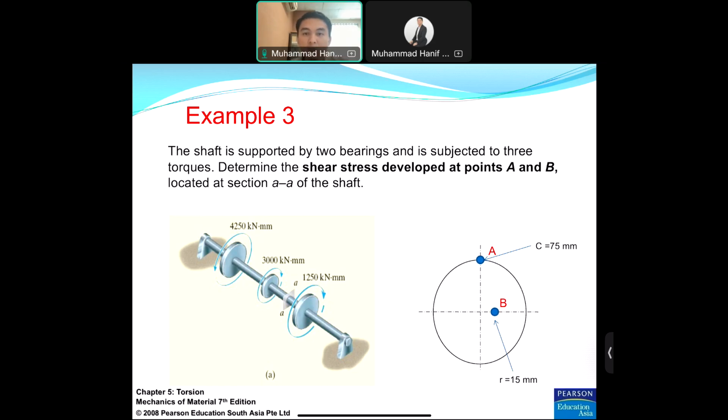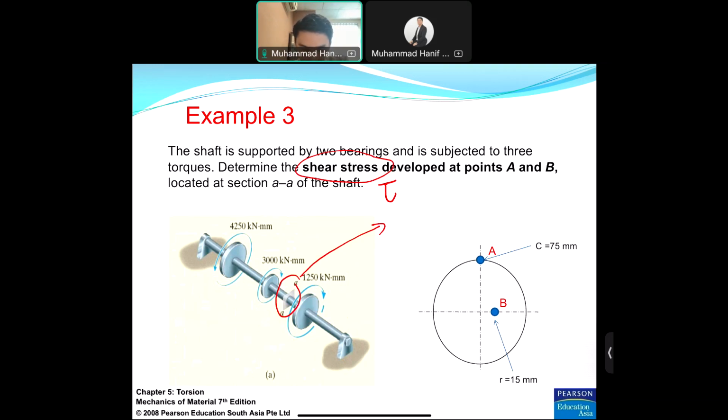It's not tau maximum as illustrated in example 1. The question is asking you to find the shear stress. It can be a maximum shear or it can be a normal shear. So once you have this, the first thing that you need to do is to find the internal load at that particular cross-sectional area.